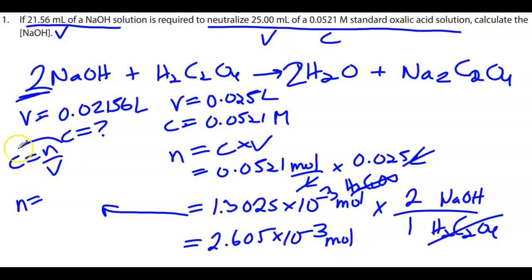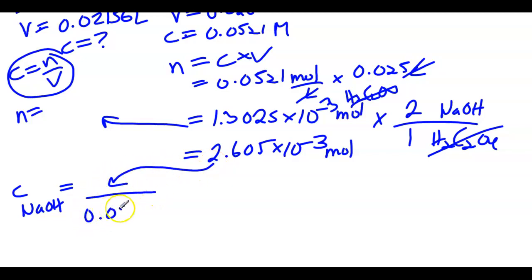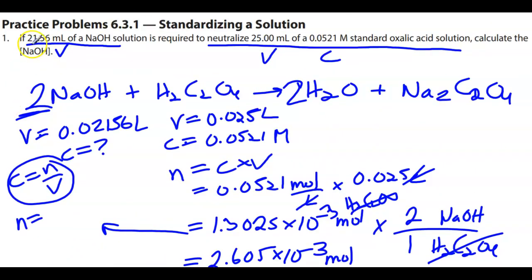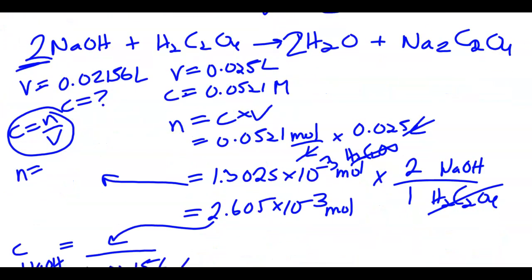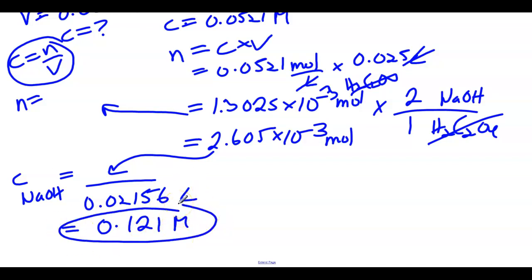Now that we know the moles, we would plug this into C is equal to N over V, right? So our concentration for NaOH is going to be our mole value divided by our 0.02156 liters. So the concentration we get here, and let's just confirm sig figs, is going to be 3. So this should be 0.121 moles per liter. Okay, so you find your moles, you do the mole ratio, and then you can find your unknown.